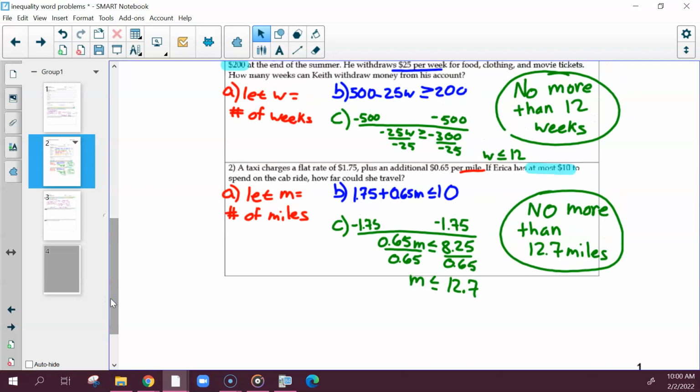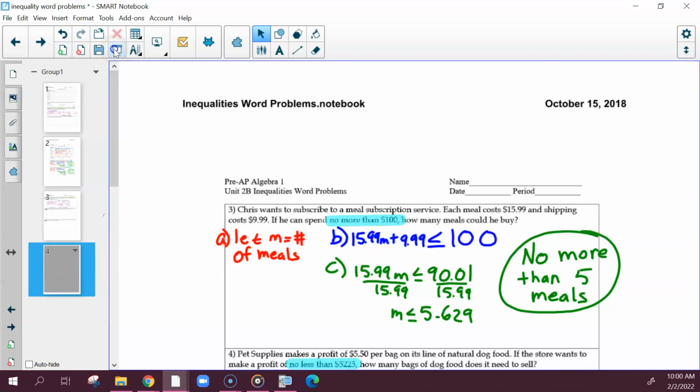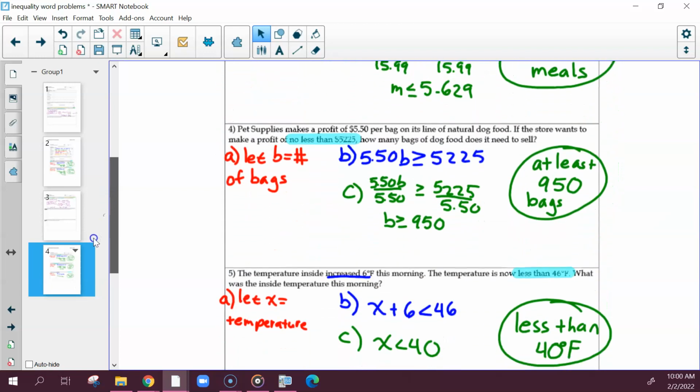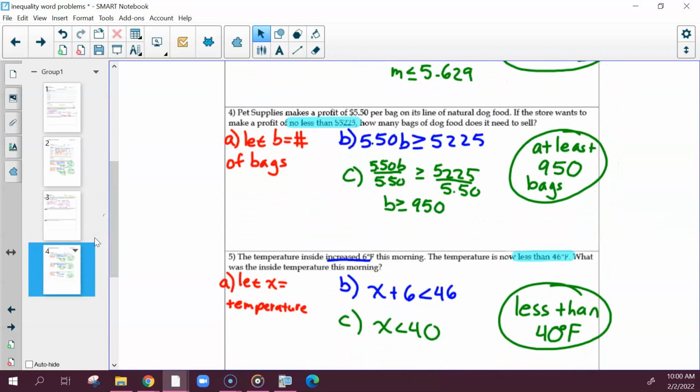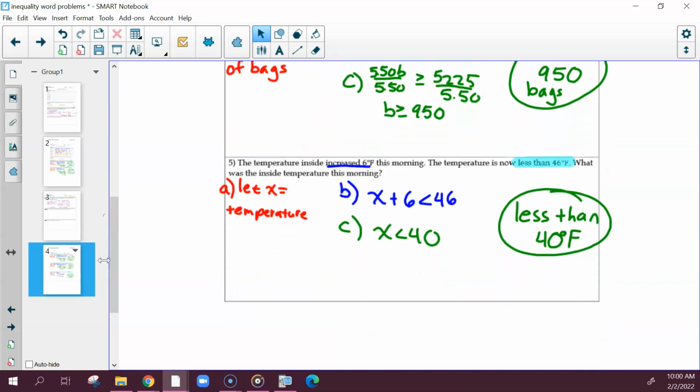The answer to number 2 was no more than 12.7 or 12.69 miles. Number 4 was at least 950 bags. And then number 5 was less than 40 degrees. Okay, so if you didn't get those answers, make sure you try them. Again, make sure you bring your laptop for Friday.